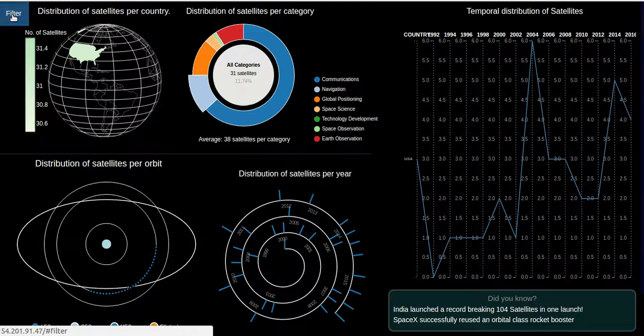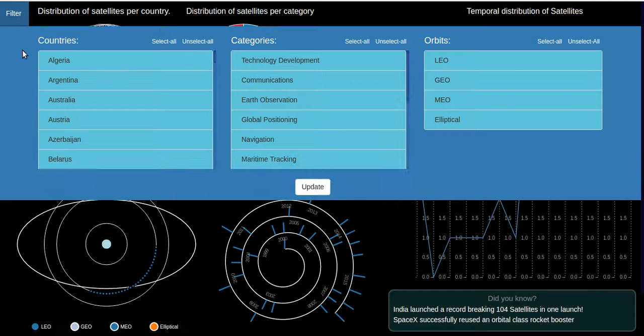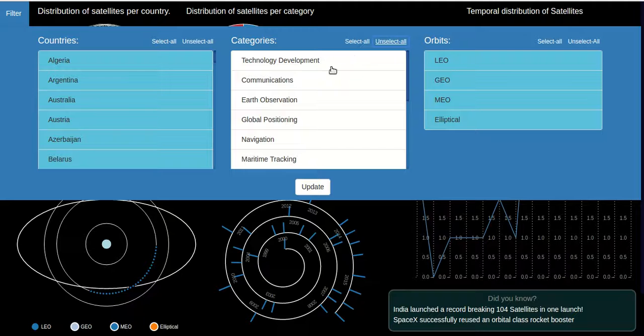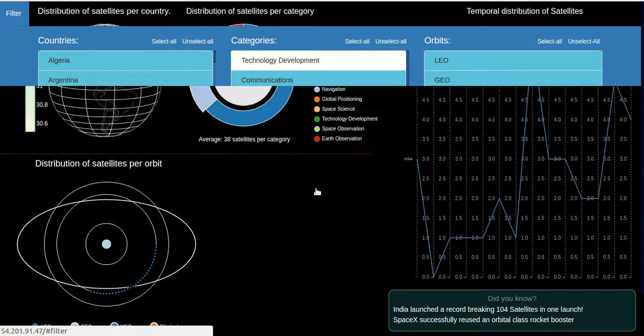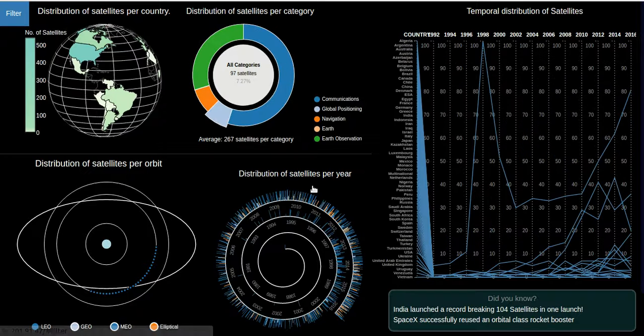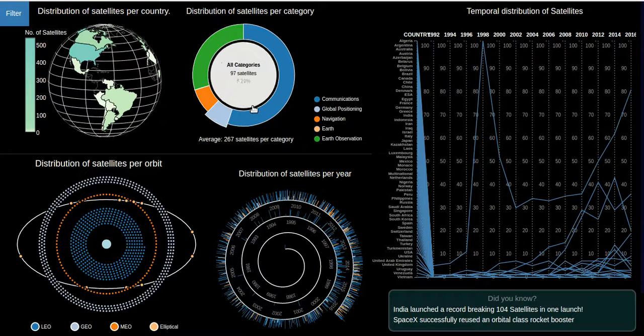We also have a filter over here, which is the global filter. If you want to reset the state of all the views, you could either refresh or you could select the filters over here and click update. Let's say I don't want to look at all the categories, so I will unselect and select only the categories that I'm interested in, and I will hit update. The views will be updated with the latest selections that you had.